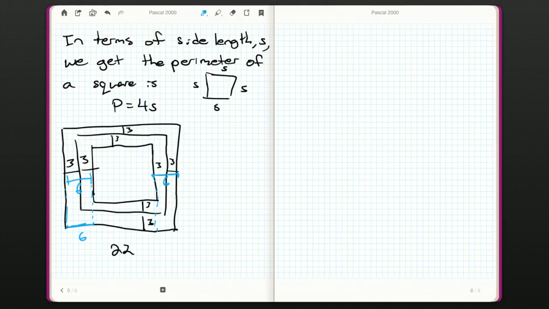And because we have 2 gaps of size 3 each, the overall gap between the largest square and the smallest square is going to be size 6. And that means that this middle part that I have left is going to have the same side length as our smaller square, and it's going to be 22 minus 6 minus 6. So that's going to be 22 minus 12, or 10.